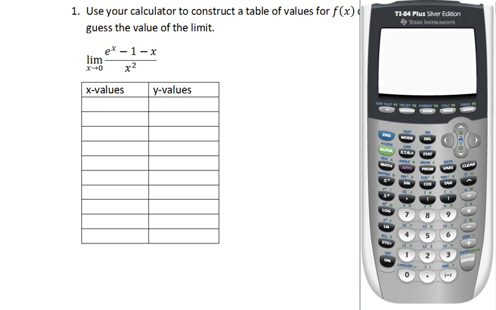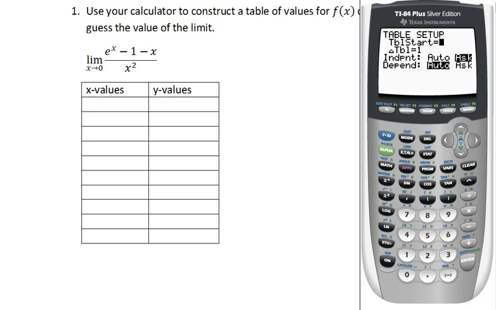And so we bring it up. We're going to go into y equals. And our whole numerator needs to be in parentheses. So we have e to the x minus 1 minus x, close parentheses, all divided by x to the second power. And that is good enough. We just double check: e to the x minus 1 minus x divided by x squared. Alright, so we need to make sure that in the second table set, our independent is set to ask, which it is.